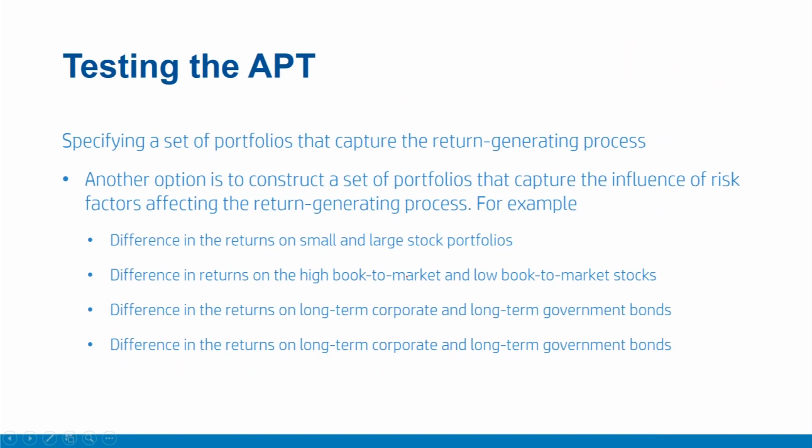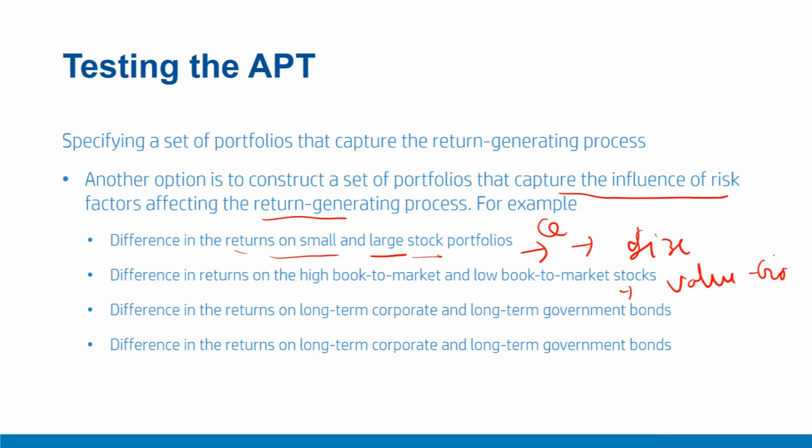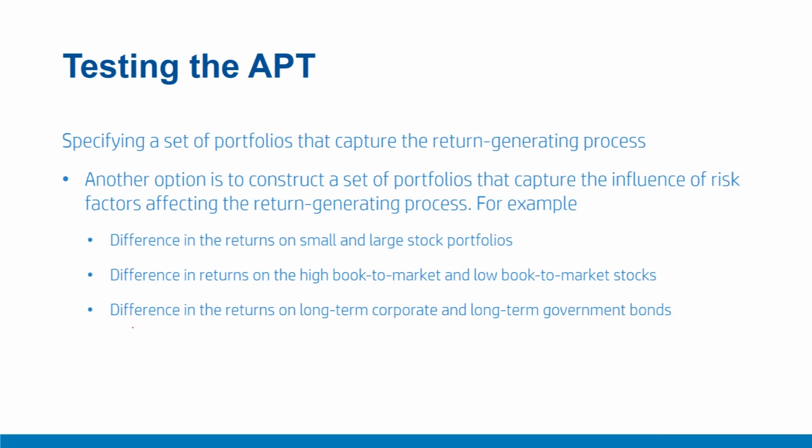Another very similar method is to employ a set of portfolios that capture these risk influences or factors, as we discussed earlier. These risk influences affect the return generating process, not directly, but through certain portfolios, and we try to capture them. For example, the difference in returns between small and large stocks can be one such factor, which captures the influence of size. This is often referred to as the size factor, which is the difference in small and large stock returns, or the difference between high book-to-market and low book-to-market stocks. This is often referred to as the value versus growth factor. Similarly, you have the difference between long-term corporate and long-term government bonds, which is the creditors factor.